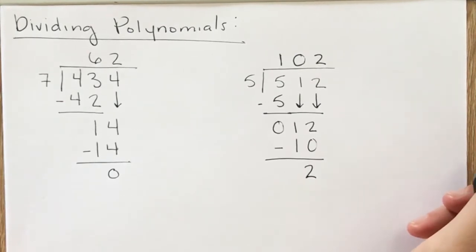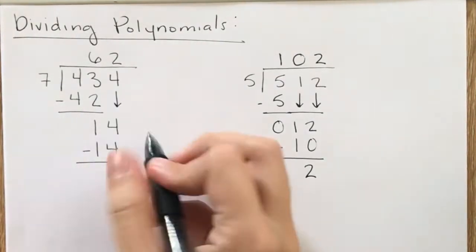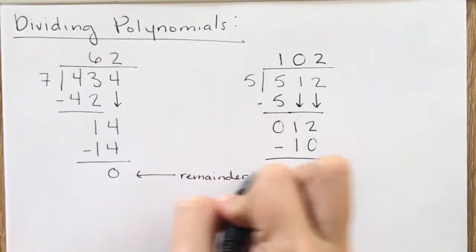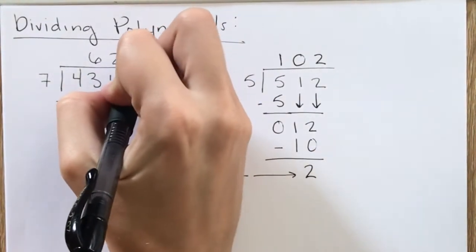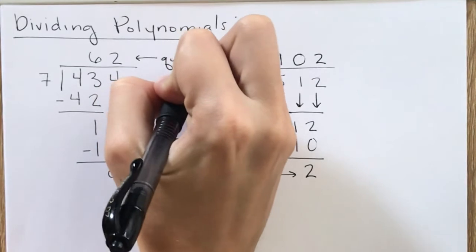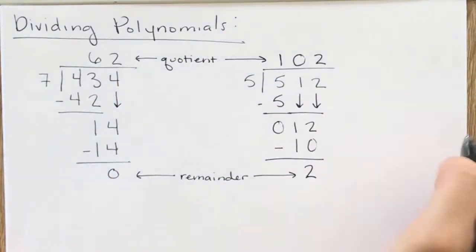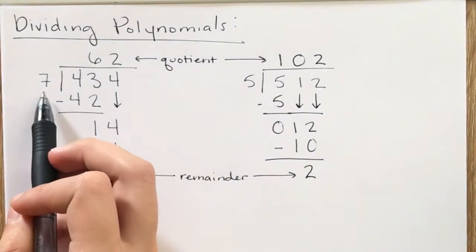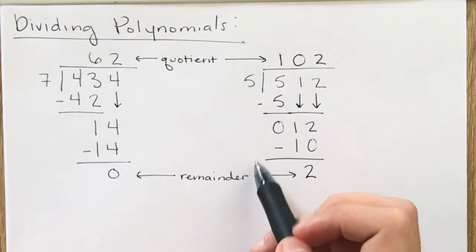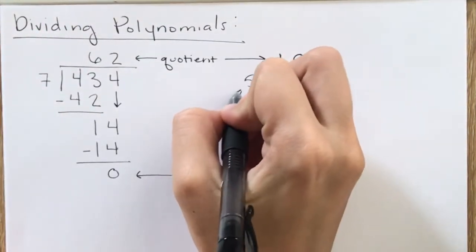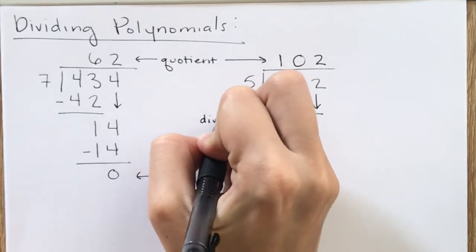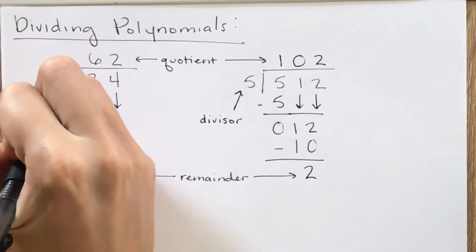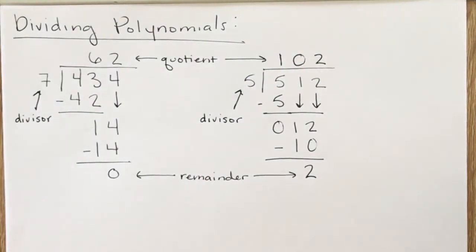So what are all the different names for all of these things? Well, these, first of all, are called the remainders. This is a remainder. The answer is what we call a quotient. That is the quotient. And the thing that we're dividing by, so here we divided 434 by 7. Here we divided 512 by 5. What we're dividing by is called the divisor. These are terms that we will continue to use as we move forward.